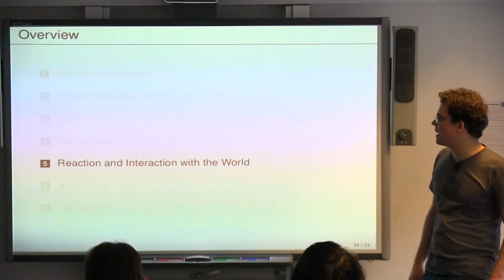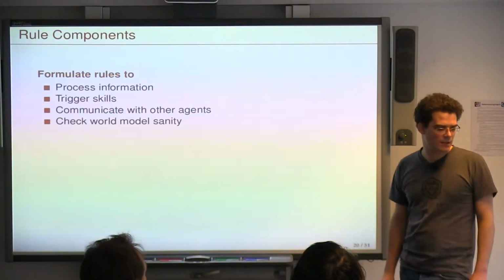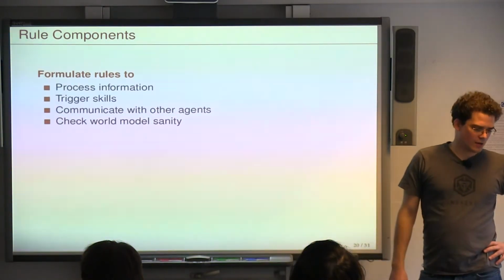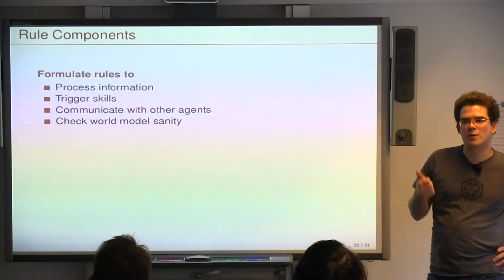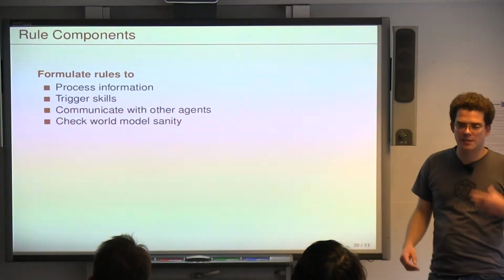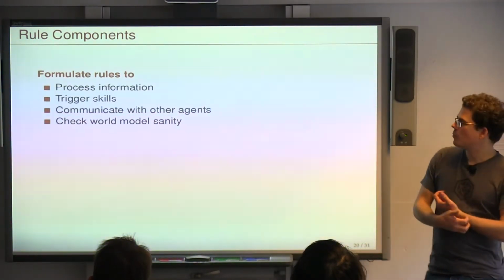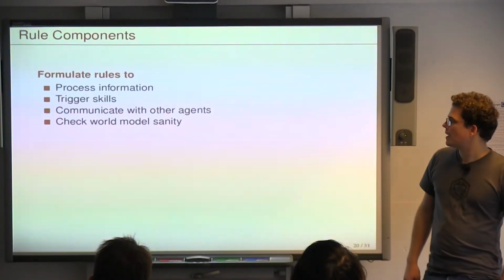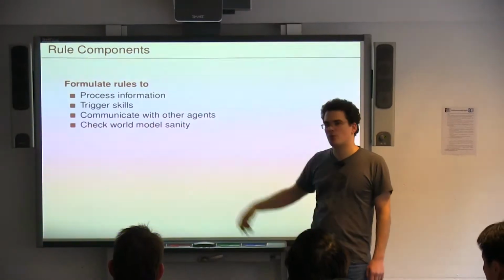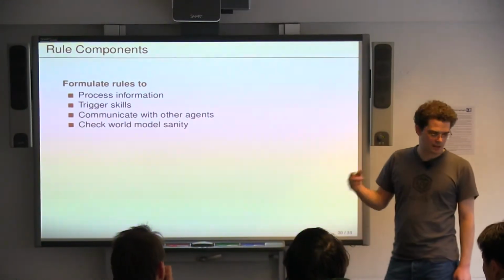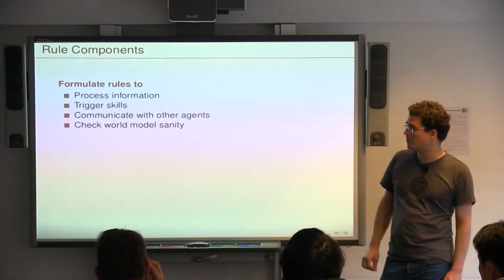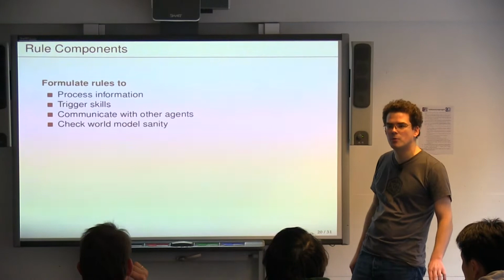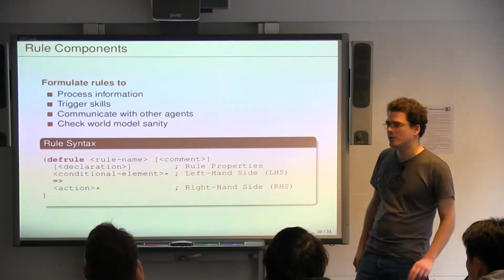Now, how do we react and interact with our world in Clips? So first, we are formulating rules. Why would we want to do this? First, we simply want to process information we get put into our knowledge base or communicated by the other agents. We want to trigger skills to drive somewhere, to produce something, etc. And what's very important is to check for world model sanity. I already mentioned this, so sometimes your world model breaks and you definitely want to correct it, otherwise you're doing stuff you can't do anymore and you won't make any points.